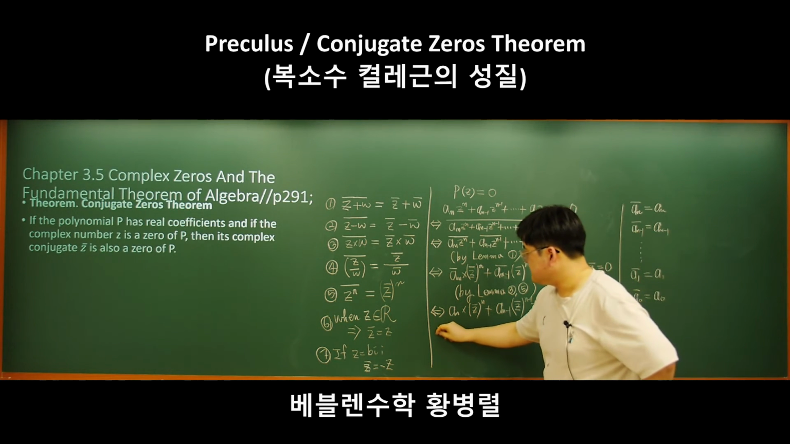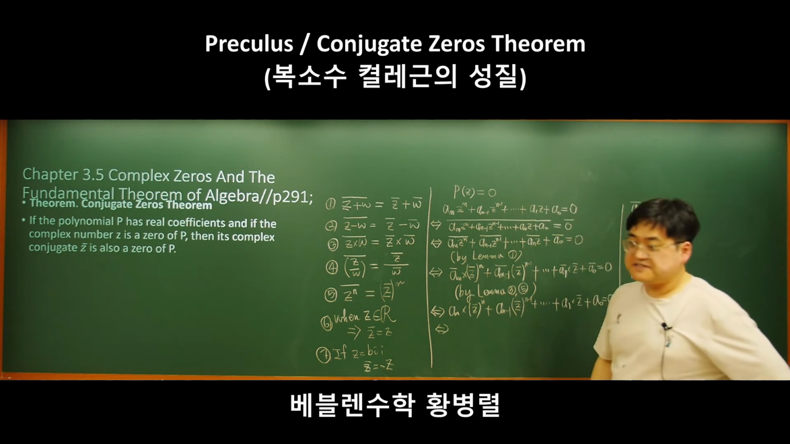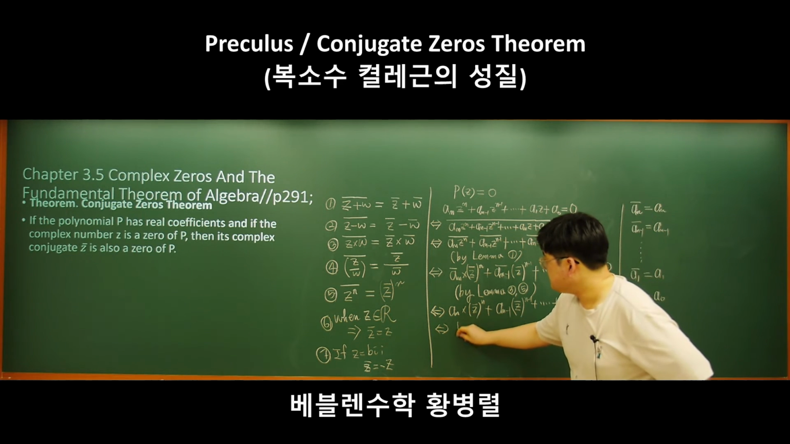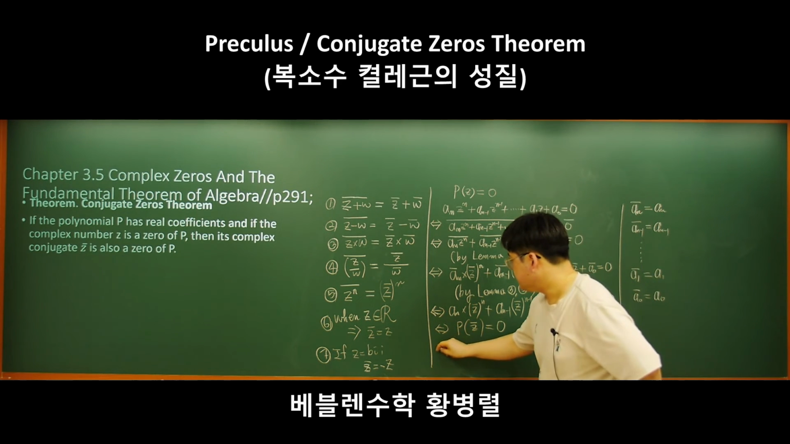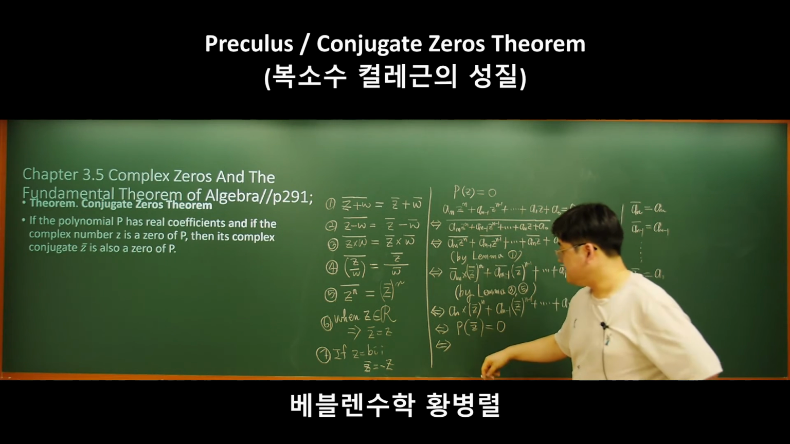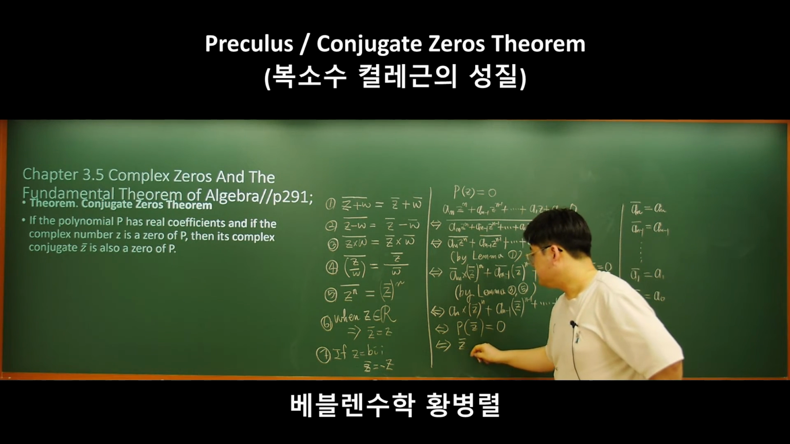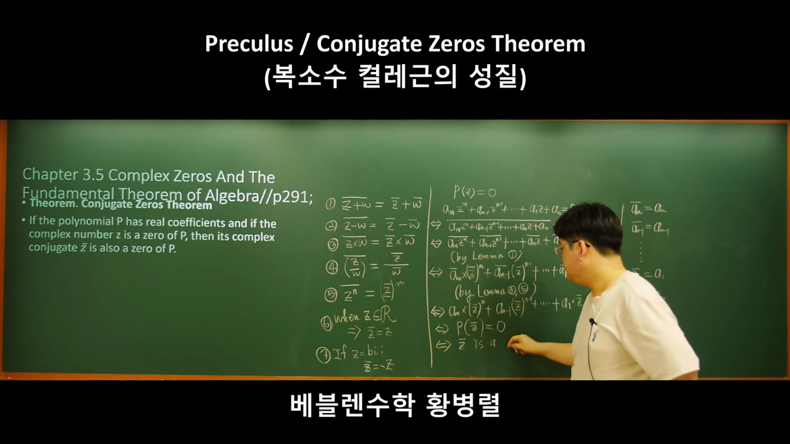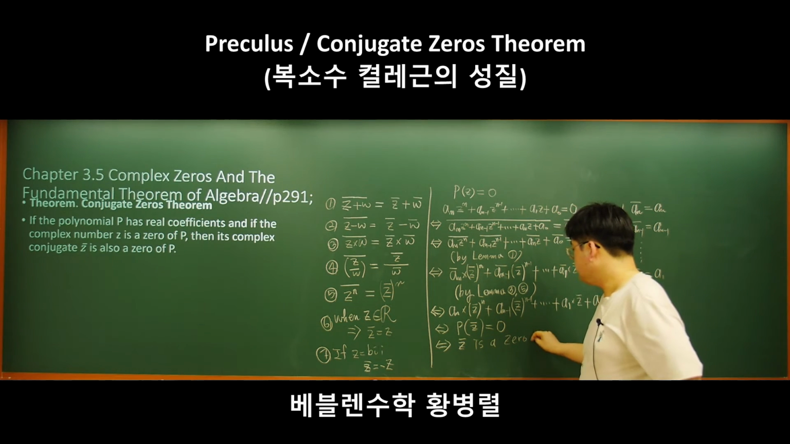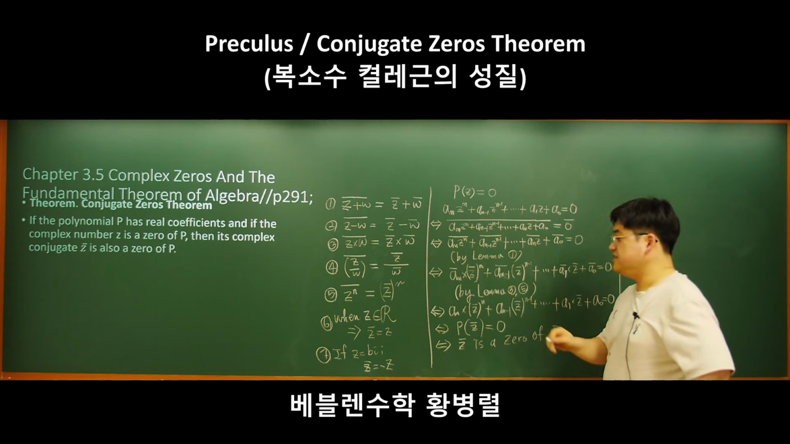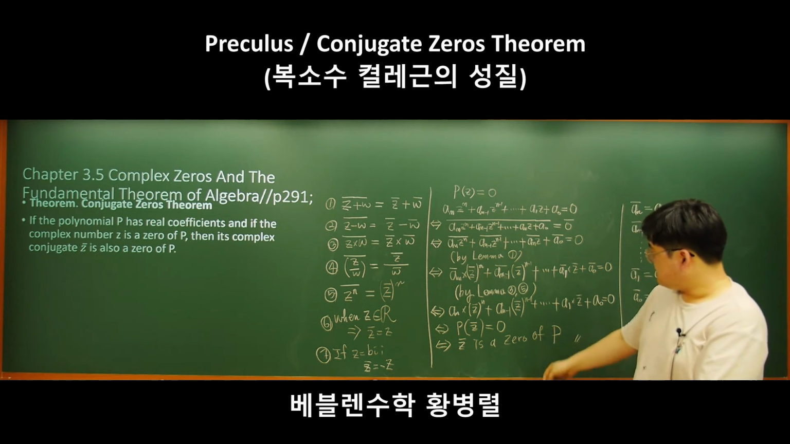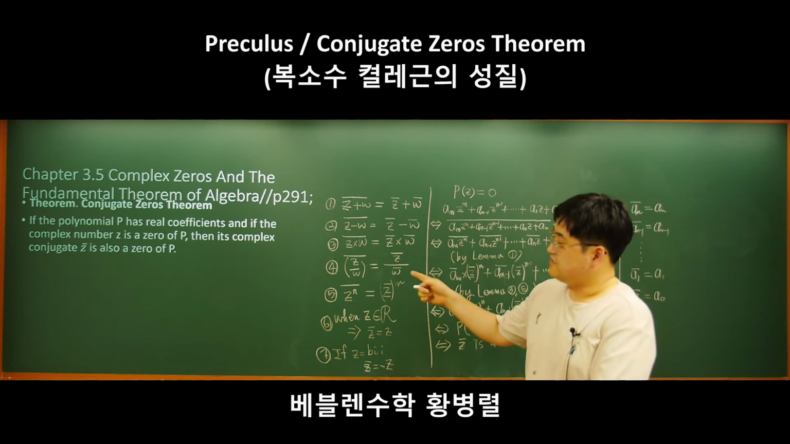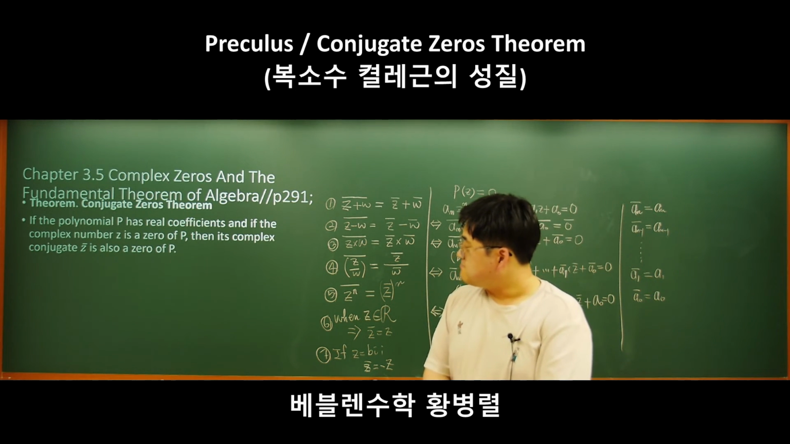Then the left hand side of the last sentence means p of bar z, and the right hand side is 0. This sentence means that bar of z is a zero of polynomial p. By the last sentence, this theorem has been proved.